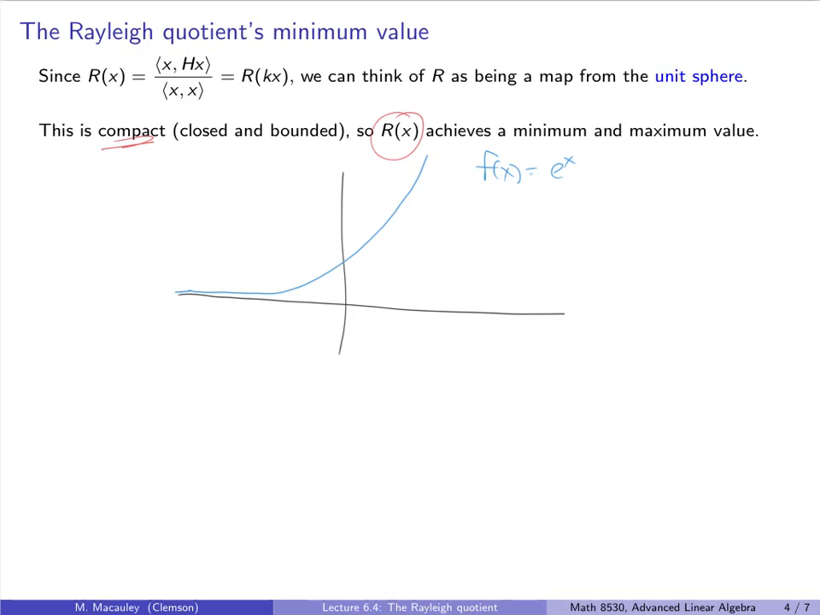In other words, there is a vector v min and a vector v max where the Rayleigh quotient actually achieves its minimum and maximum value. And I've already explained really what these are. So those minimum and maximum values are the minimum and maximum eigenvalues, and these vectors are the corresponding eigenvectors.